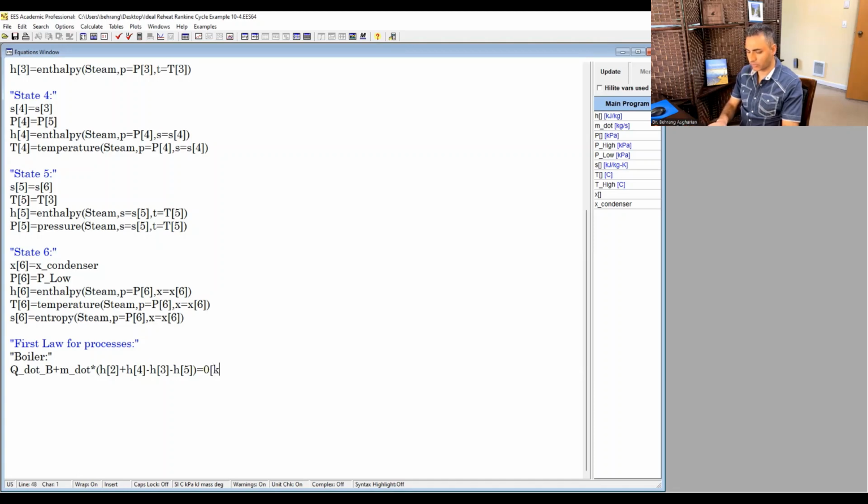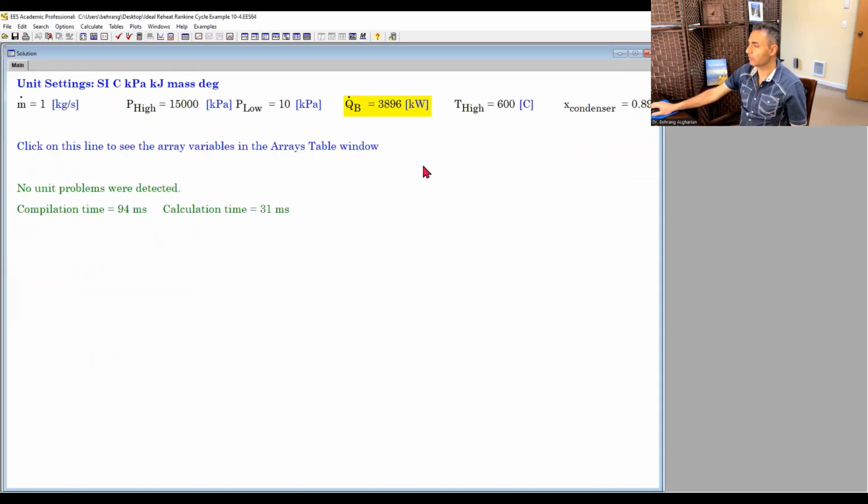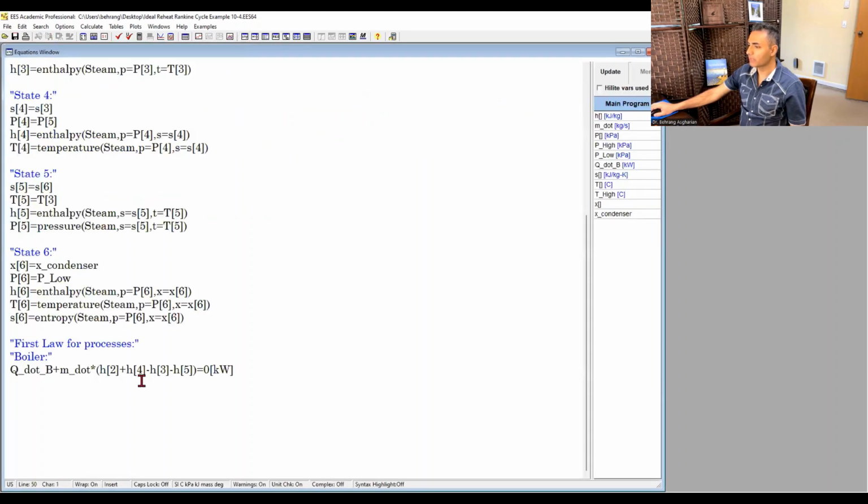This 0 has a unit, it's kilowatts also, because the unit of this equation is kilowatts, because I used m dot. M dot is kilograms per second, right? So I got the Q dot of boiler. I can actually run this code and see what I get for Q dot of boiler. I get 3896 kilowatts. Okay, so the units are fine. Everything is good to go. Let's go back and get stuff done.